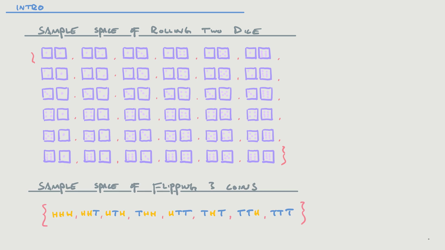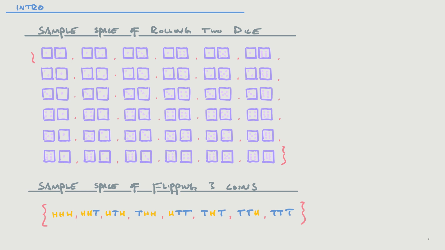Now, in the last video, where we were talking about an intro to probability and we defined what a sample space was, we went through two sample spaces: rolling two dice, where we set up a 6x6 array to find all 36 outcomes, and flipping three coins, where we found that there are 8 possible outcomes because each coin can be either heads or tails.